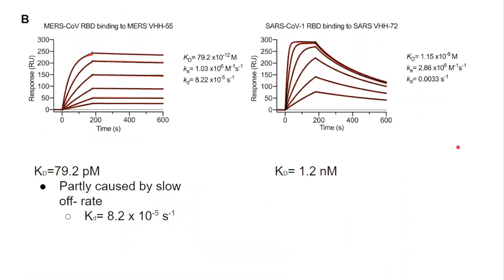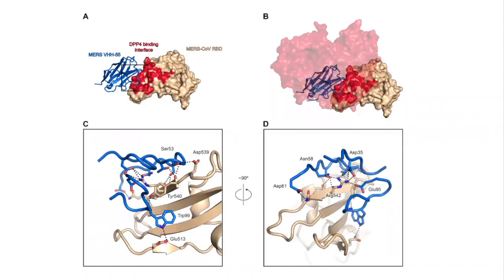Once epitopes were found, the team used SPR to find the binding kinetics and affinities of the interactions. MERS had a KD of 79.2 picomolar, which is partially caused by the small off-rate constant. The SARS interaction had a KD of 1.2 nanomolar. With the epitopes mapped and the kinetics determined, the next goal was to solve the crystal structure of the interaction.